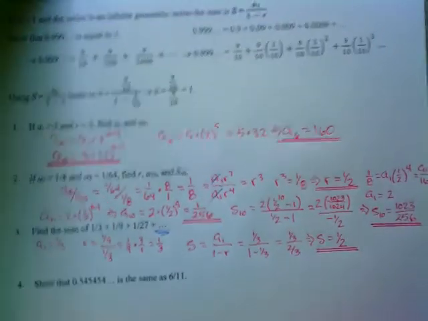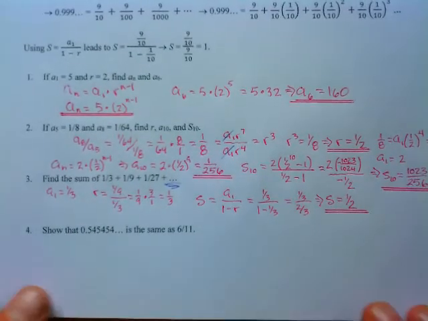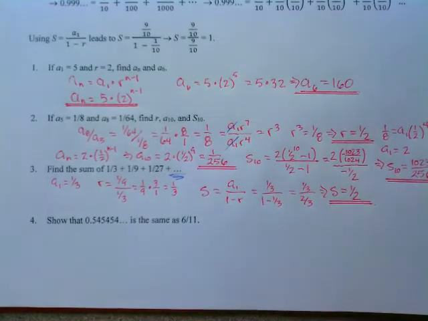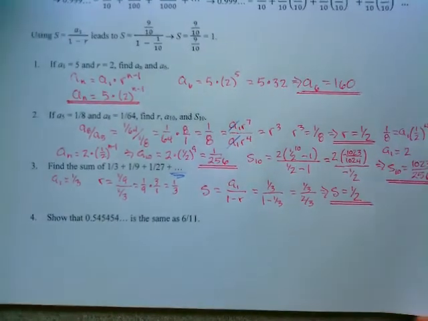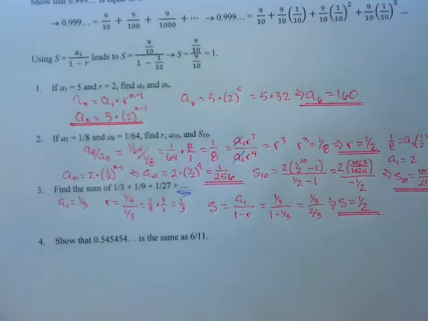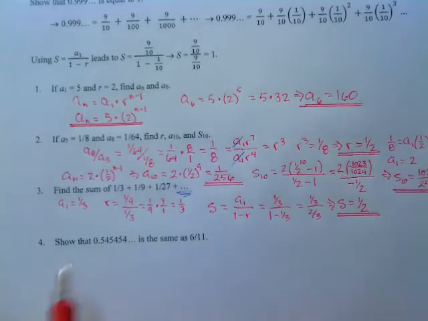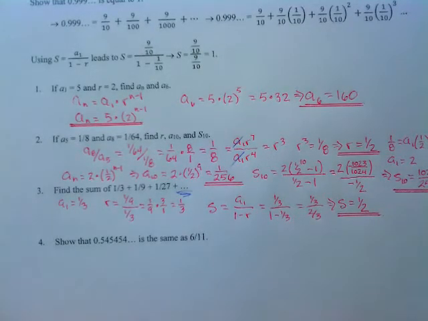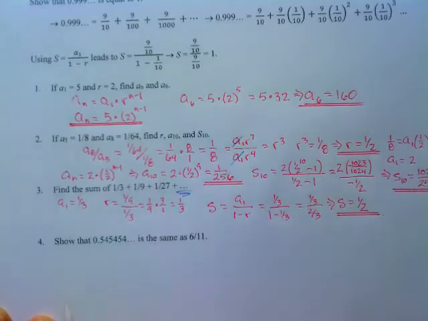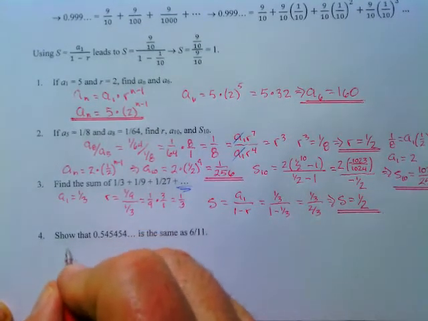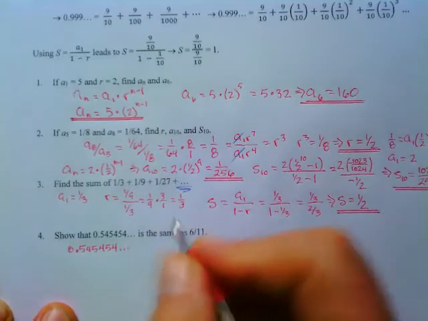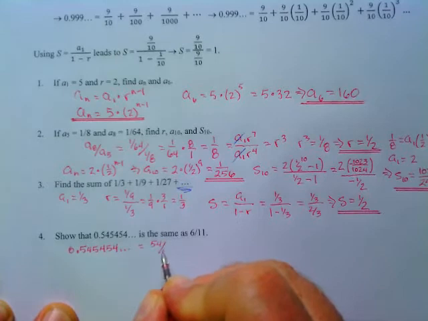All right, for our last example, we're going to look at showing that a repeating decimal, in this case 545454, is the same as a particular fraction. Now of course we could just use our calculator, do 6 divided by 11 and get the decimal, but we want to show basically using what we used right up here and similar to the example above where we showed 0.999 to infinity equals 1, we're going to show that this equals 6 over 11. So first off, our decimal, we're going to split it up into a series of fractions.